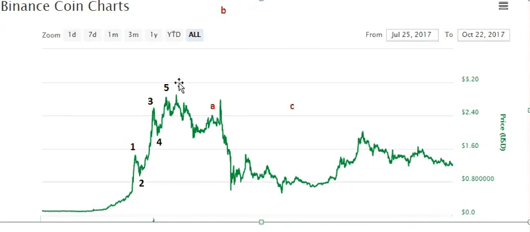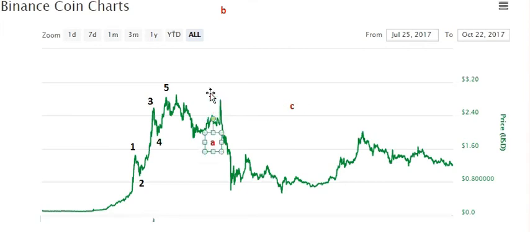So here's 1, 2, 3, 4, 5. Beautiful textbook, classic impulse. In this case, 5 is the shortest, and 1 and 3 are about the same. Now, Elliott wave states that after 5 waves, what do you need? What happens after 5 waves? You have an ABC retracement. After 5 impulse waves, a retracement occurs, and that retracement is in the form of ABC.